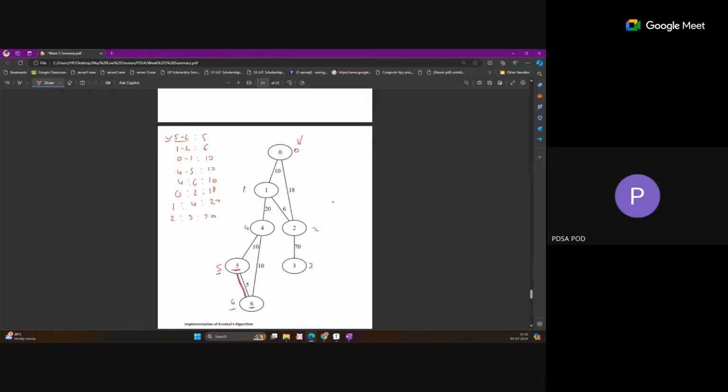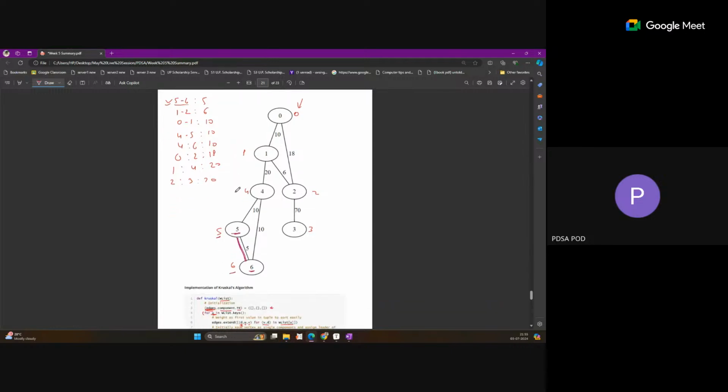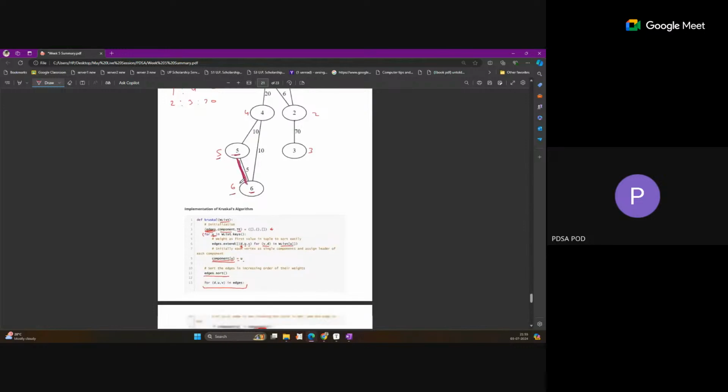If component value is same, that means both are from the same component. And if component value is different, that means both vertices represent different components, then we will connect the edge. So this component we are maintaining to detect the cycle. So you can see in the first step, 5 and 6, the component of 5 is 5, 6 is 6, both are different, then we will connect this edge. After connecting this edge, now we will give the same component value to each vertex. That we are doing from the code.